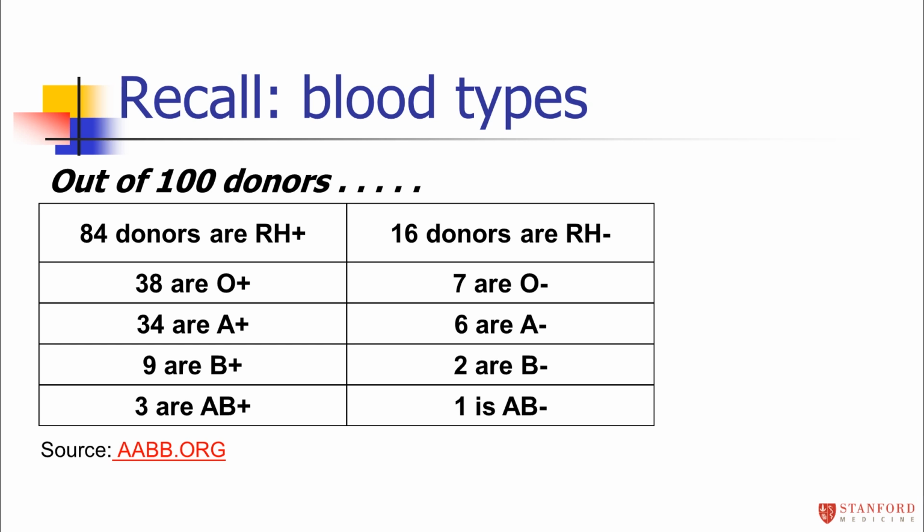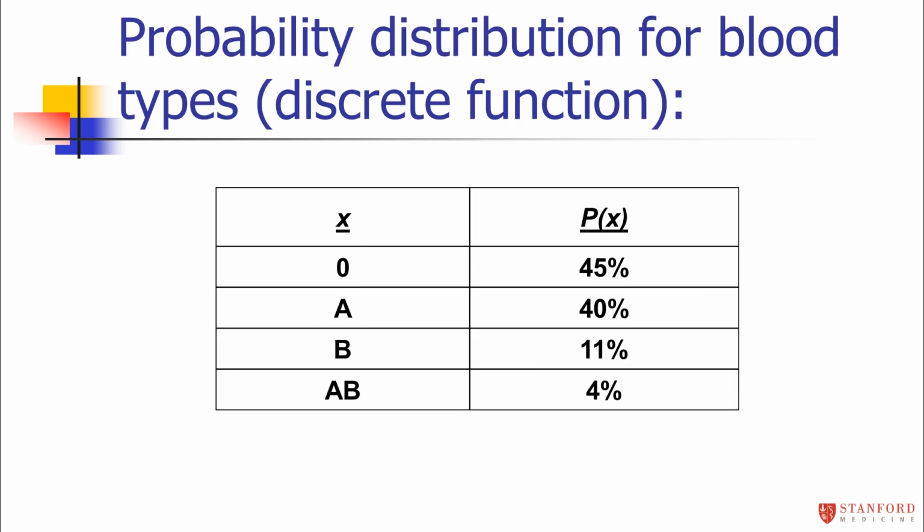So we can make this even simpler by collapsing it down to just the probability distribution for blood type. So 45% of people have O blood type, 40% have A, 11% have B, 4% have AB. Notice that those add up to 100%. You have to be in one of those categories of blood type. So that's yet another discrete probability function.